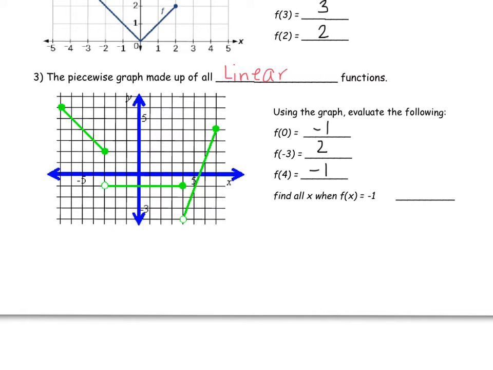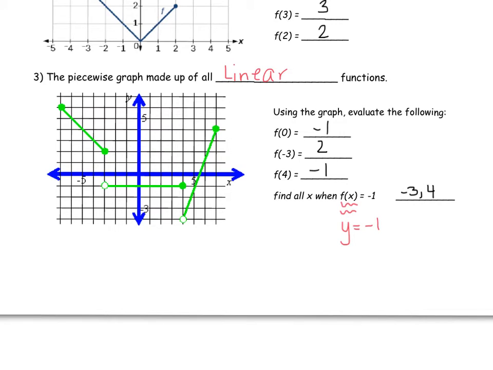And this one was probably the hardest. Find all x when f of x equals -1. Remember, f of x is the same thing as saying y equals. So I'm basically asking you, find all x when y is equal to -1. So you want to look on the y-axis, find -1. Look at this. These are all the x values where y equals -1. So everywhere between when x is -3 and x is 1, 2, 3, 4, +4. So we would write from -3 to 4.